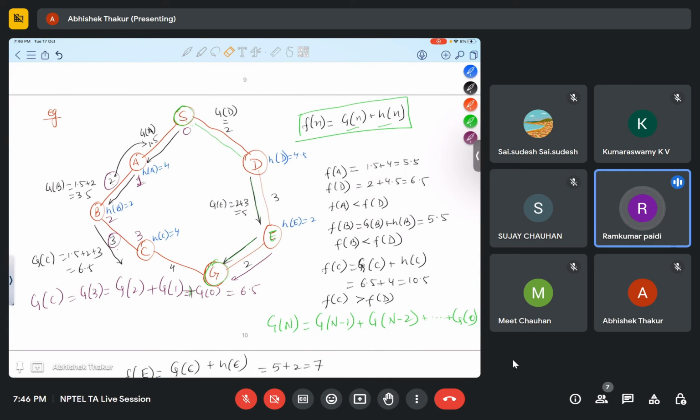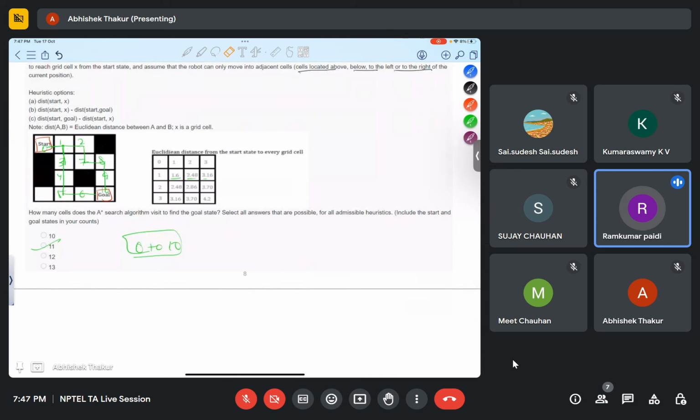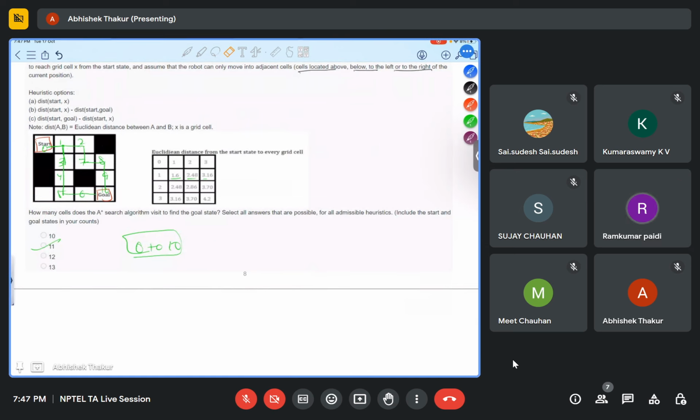Okay, sir. So in this question, they have given one box, sir. Median distance can start straight to every case. So will this be H of n or G of n? It will be G of n. Yes, it is the distance from a start state to every grid cell. Since in the question they have only asked what are the possible paths, first it will start from here and then it will go in this direction. This is 1.6. Again, it will go up to the next one that is 2.8.